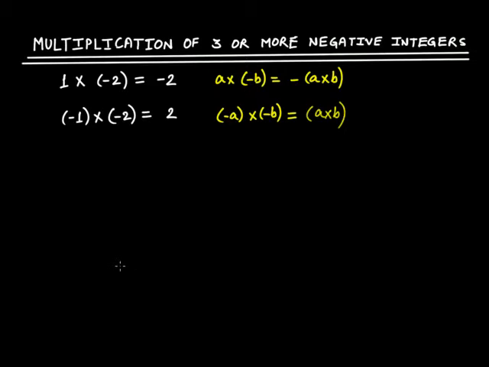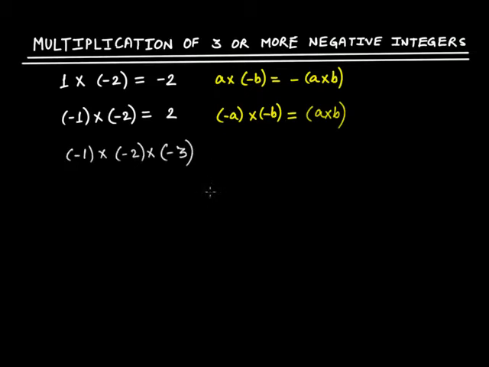Okay, so till now we have discussed this. What if you have three or more negative integers involved in a given multiplication? That's what we have to discuss in this video lecture. So suppose you have three negative integers, and let's say you have -1 multiplied by -2 multiplied by -3. Here you have three negative integers. So what will be the result here?